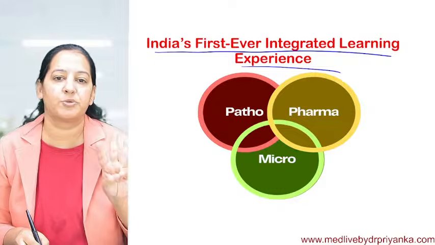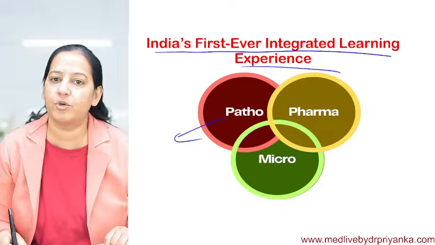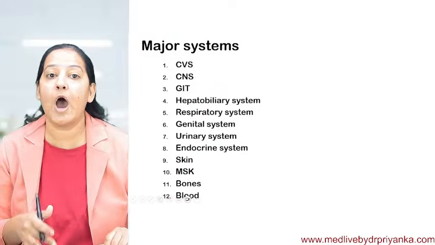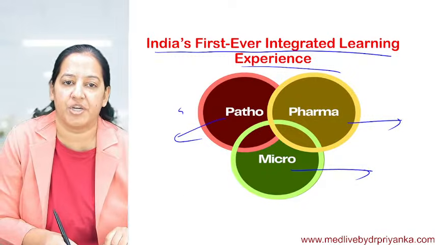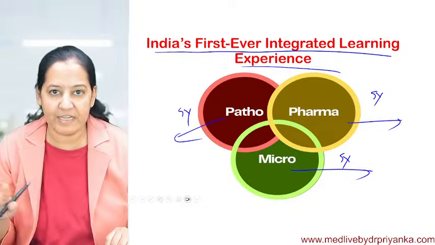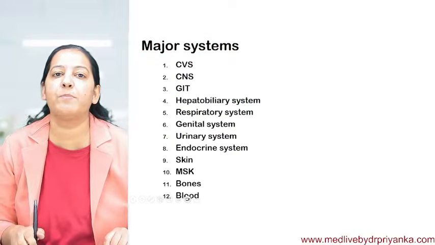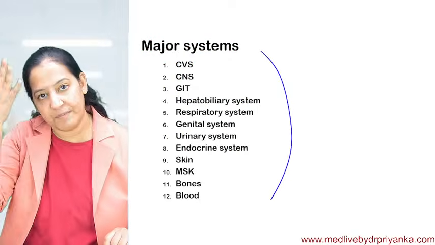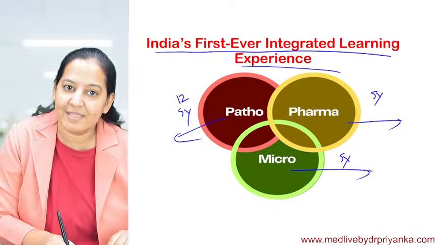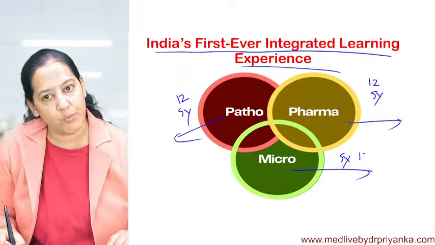I have given 3 colors to the 3 subjects. You can see red for patho, yellow for pharma, and green for micro. The color coding is done by me. I have divided the portion into general and systemic. The general portion we will complete in 20 days. After that, in the systemic portion, I have divided the human body into 12 major systems. So you have to study 12 systems in patho, 12 in pharma, and 12 in micro.